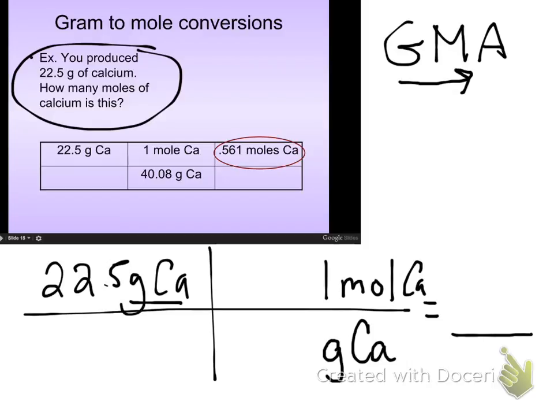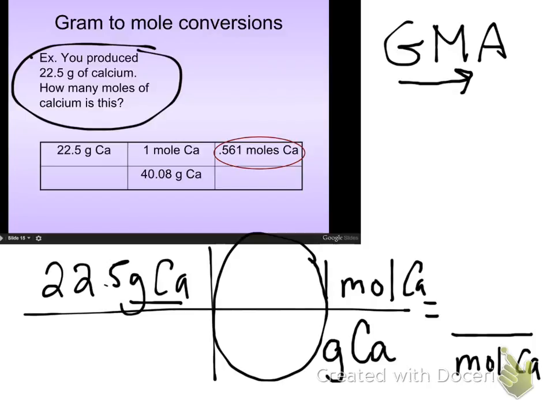And if we stop right there, we end up in moles of calcium. That's the unit we want to be in. Unit and chemical. So, where do we get the numbers to plug in here? The periodic table. Or they're given to you.